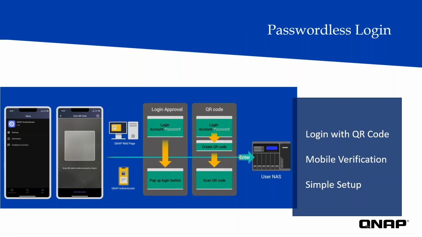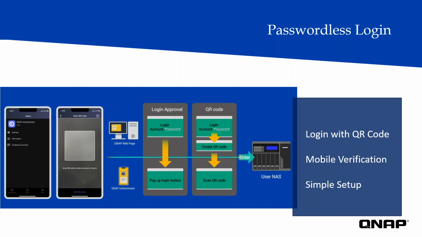Another added security feature is passwordless login. Now you'll be able to securely log in with either a time-based one-time security code from a third-party authentication app, a QR code from QNAP's authentication app, login approval, where you approve a login from your mobile device, or with a verification code sent to your mobile device.